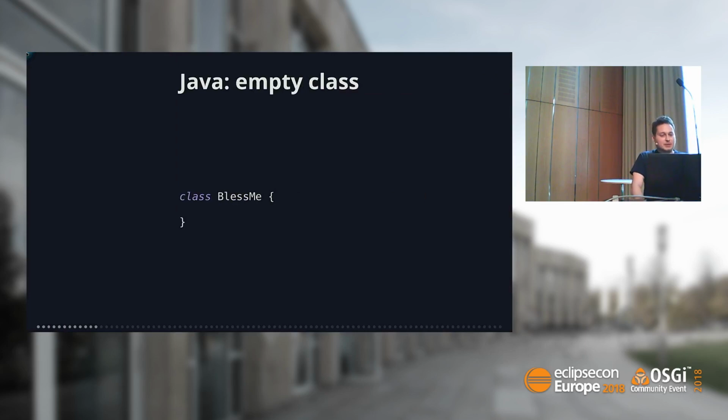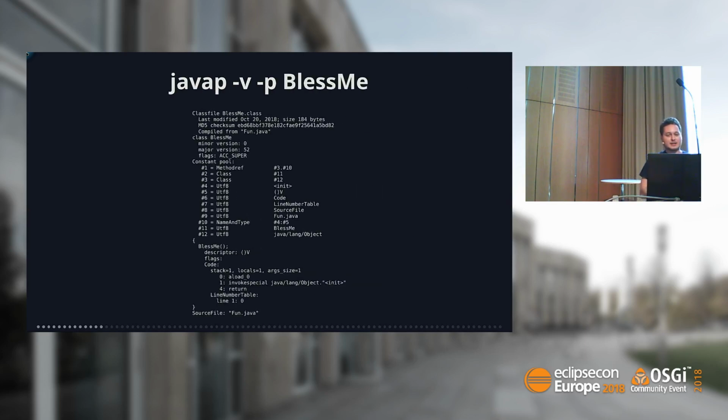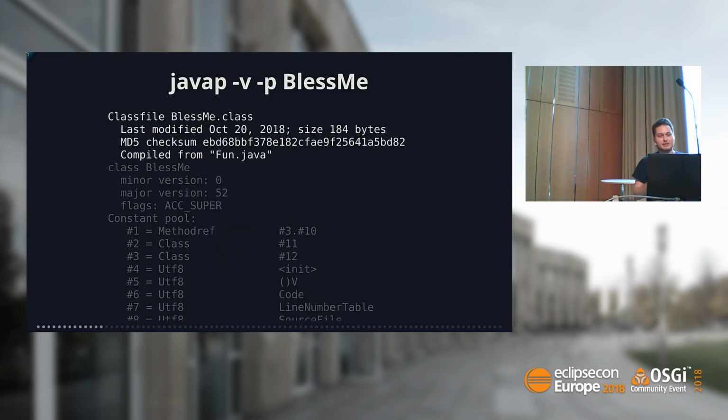Let's take a pretty simple example. Let's take the following empty class, whose name is, by chance, BlessMe. Who agrees that this class is empty? Okay, let's do a check. Let's compile it: javac BlessMe, pretty simple. Let's decompile it. For the decompilation, we will use the standard JDK decompiler, javap, -v verbose, -p show privates, etc. So we decompile it. What we see in it: yes, we have a class file. It was compiled from the following source file.